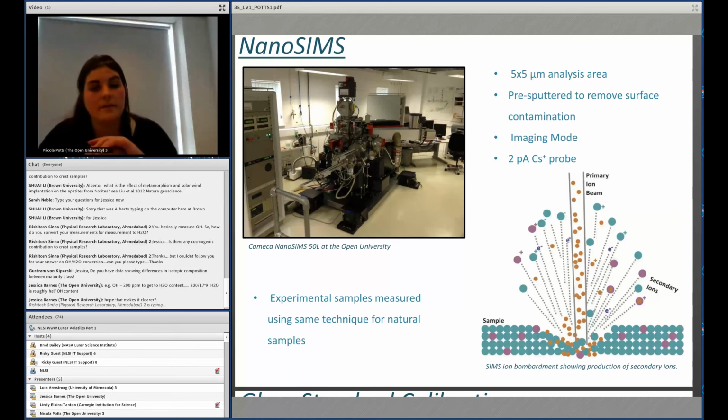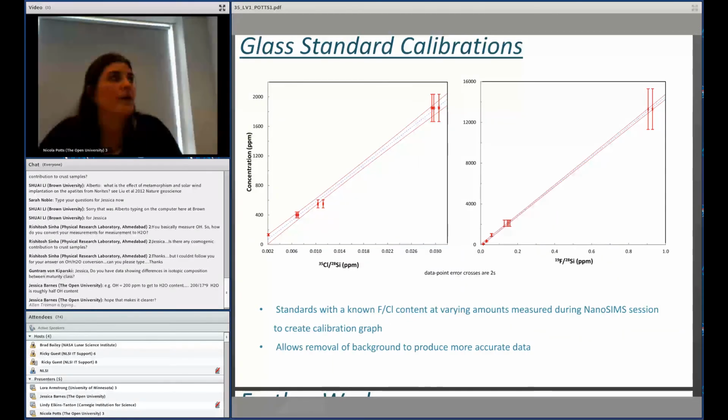One thing that we aim to do is, for the experimental samples that we've been measuring, we hope to measure some natural samples as well so that we can have consistency in the measurements. So we've initially just been making a protocol for measuring chlorine and fluorine abundances in our glass in the experiments and also in the standards.